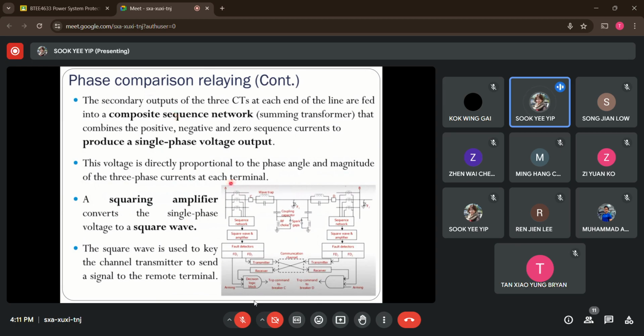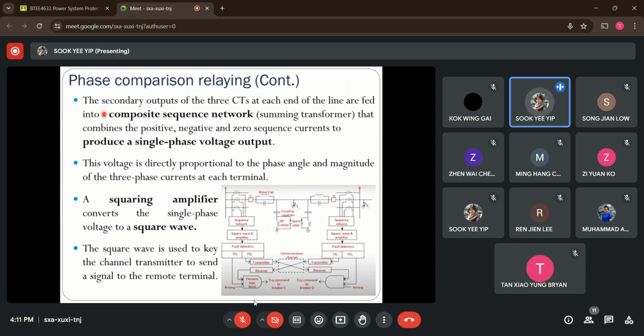All right, so this is each end of the line that we want to protect, because we want to measure the current angles at both ends. You will notice that we are implementing three-phase current transformers to measure the three-phase current at both ends of the line that we want to protect.